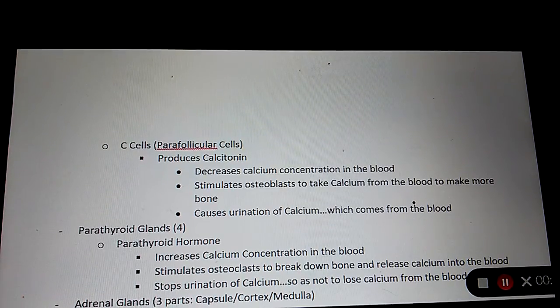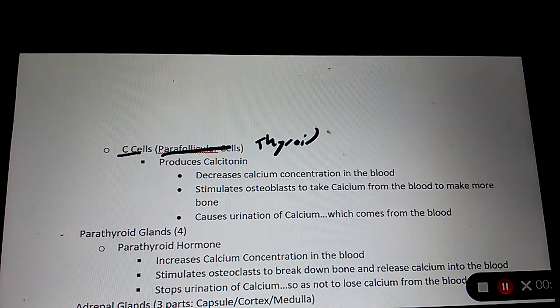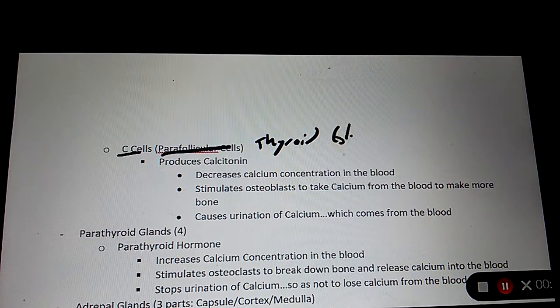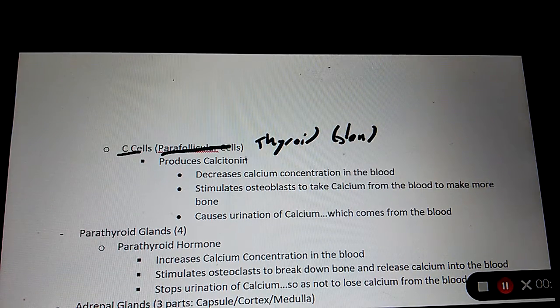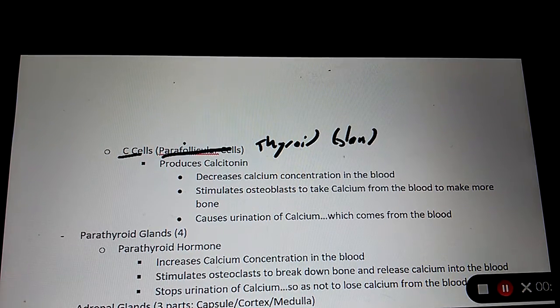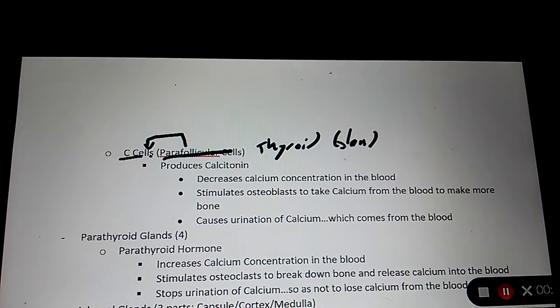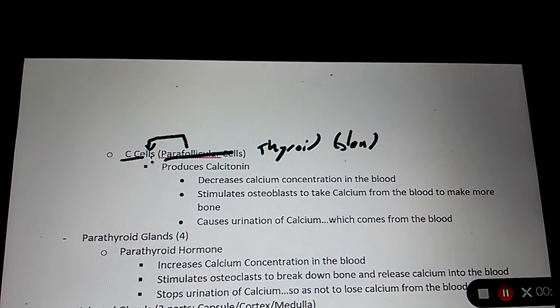Okay? C cells, or parafollicular cells, are found in the thyroid gland. Now just remember the model, guys. This is why we do that model stuff first. Thyroid gland. Okay? So where are parafollicular cells? Thyroid gland. What's another word for parafollicular cells? C cells. What's another word for C cells? Parafollicular cells.